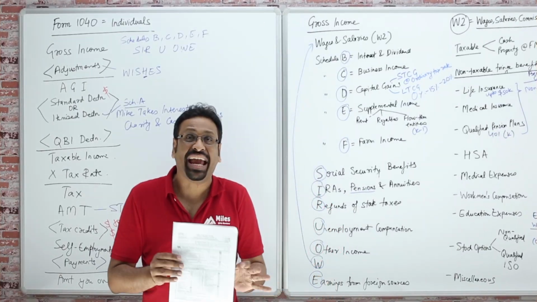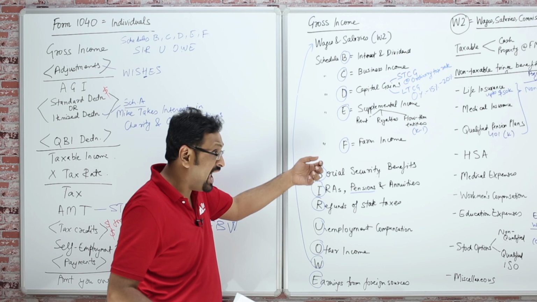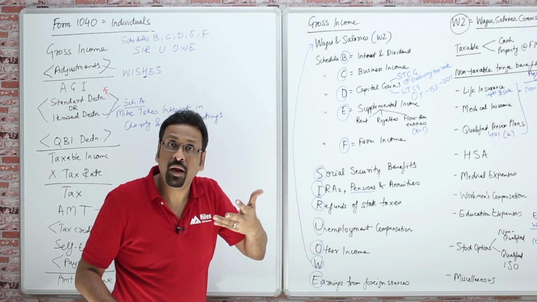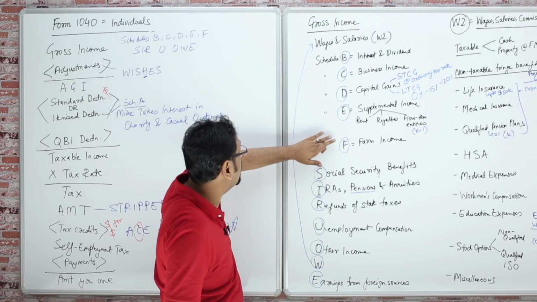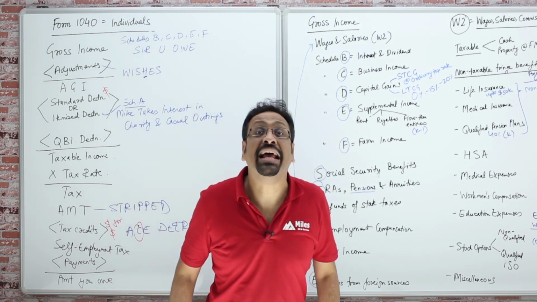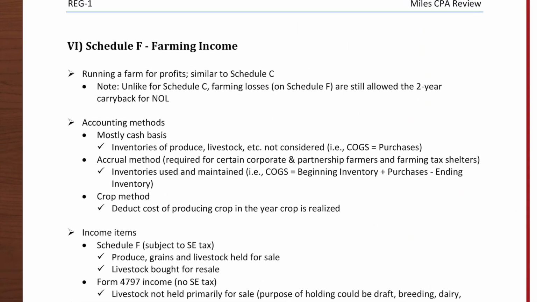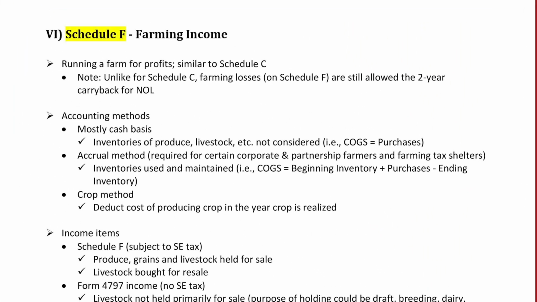We're now looking at Schedule F, which is profit or loss from farming. So F for farm income. Now, Schedule F is very similar to Schedule C. Just that in this case, the taxpayer is a self-employed farmer. On page 44, we have Schedule F, which is farming income, and that is running a farm for profit. So here we're talking about a self-employed farmer.